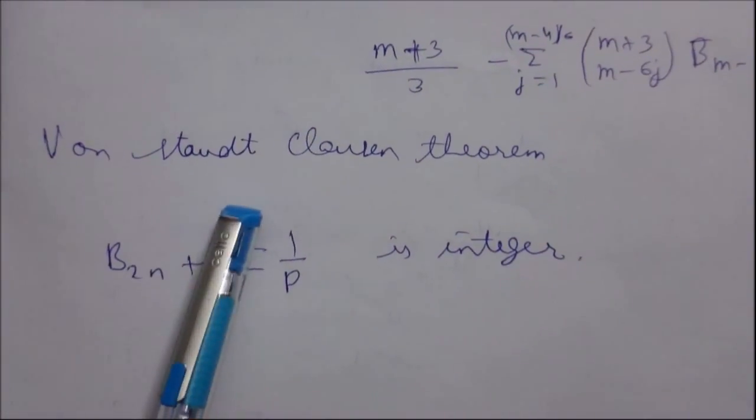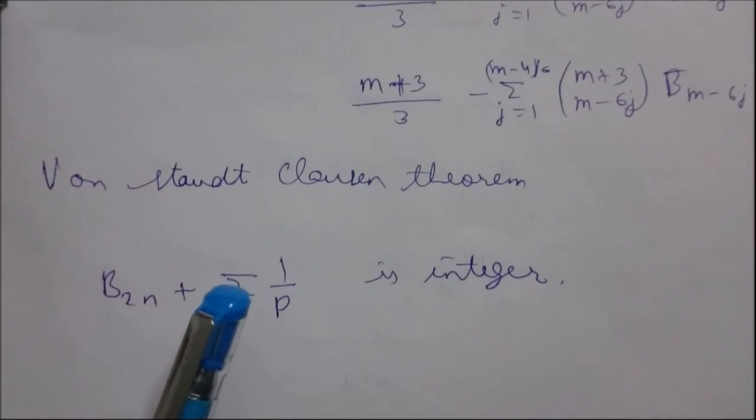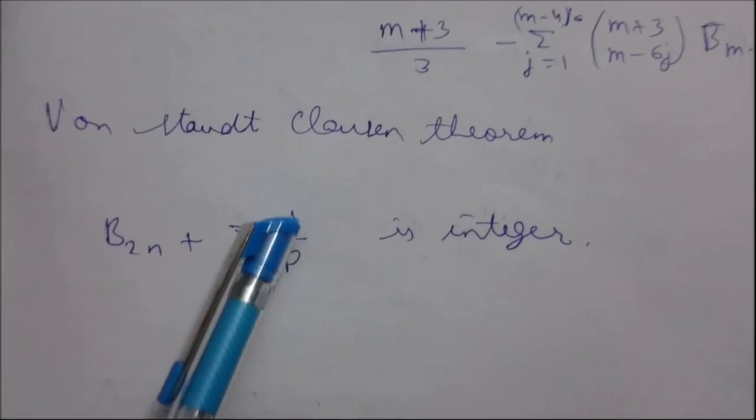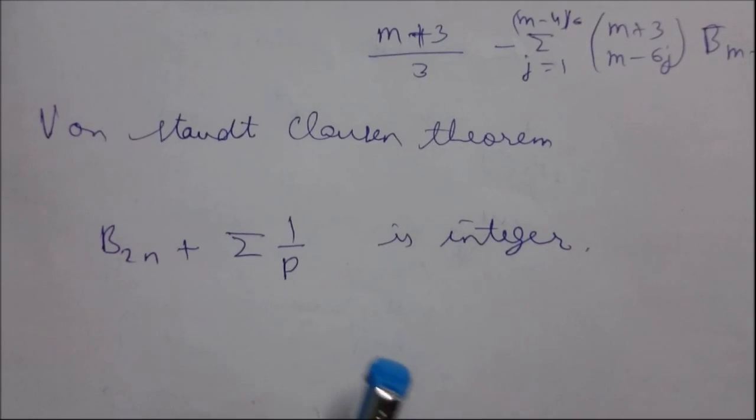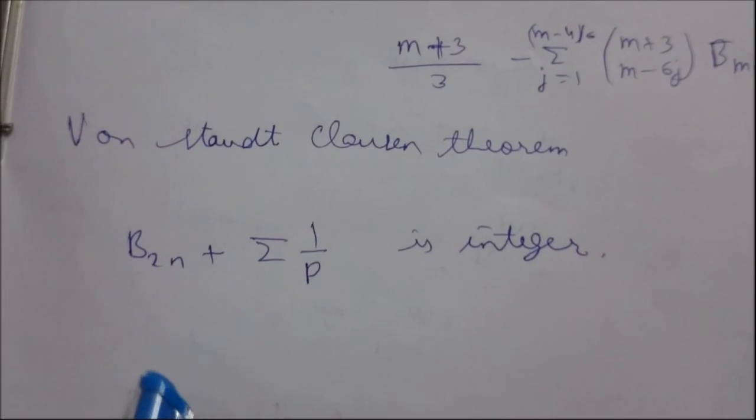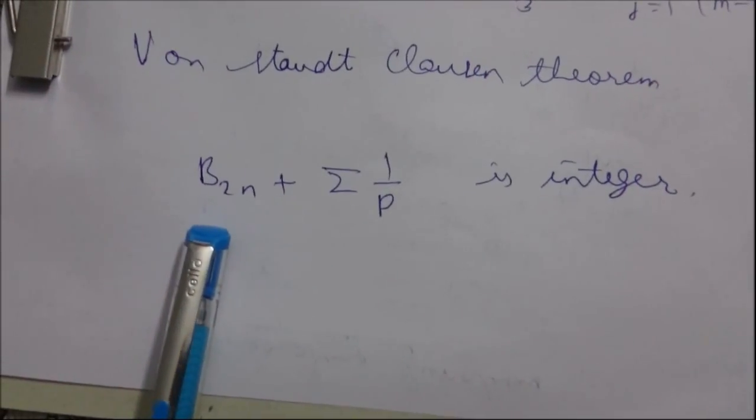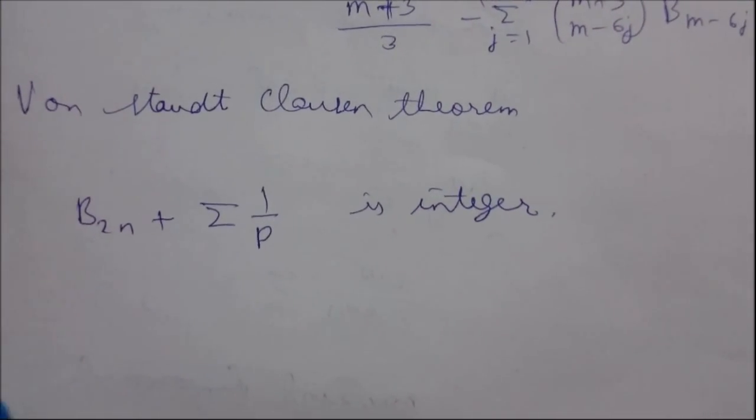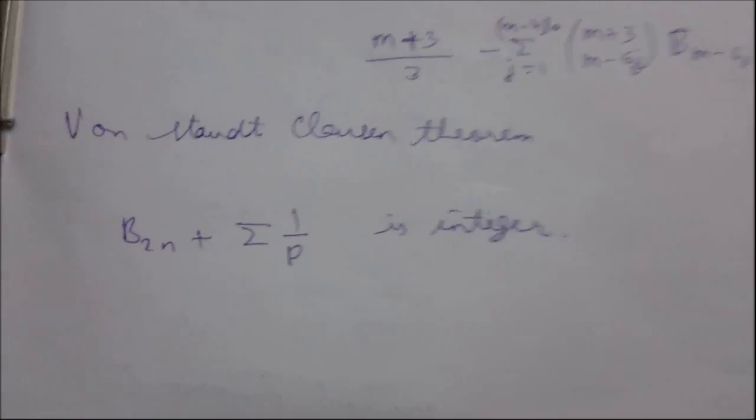Okay, so now we will discuss some arithmetic properties of Bernoulli numbers. They are namely Kummer's theorem, the von Staudt-Clausen theorem, and Ramanujan's congruences. The von Staudt-Clausen theorem states that for every n greater than 0, b of 2n plus sigma of 1 by p is an integer. This sum extends over all primes p for which p minus 1 divides 2n. The consequence of this is that the denominator of b of 2n is given by the product of all the primes p for which p minus 1 divides 2n. In particular, these denominators are square free and divisible by 6.